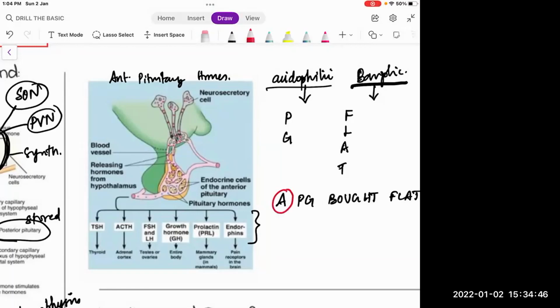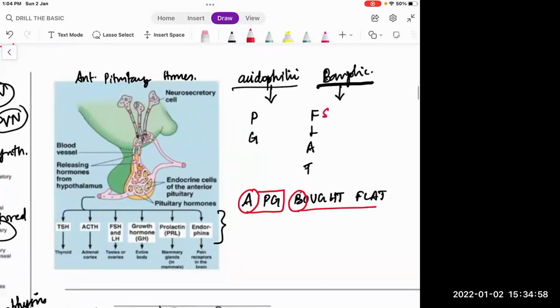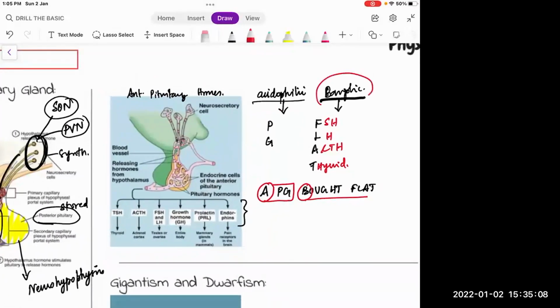Okay, A stands for acidophilic, B stands for basophilic. The hormones of acidophilic are P and G, prolactin and growth hormone. The hormones of basophilic are FSH, LH, ACTH, and thyroid hormone. Okay, so this is another important exam question which was asked in the previous exam. Acidophilic, basophilic, based upon that.